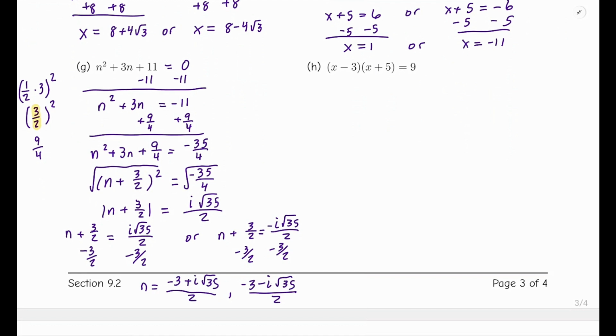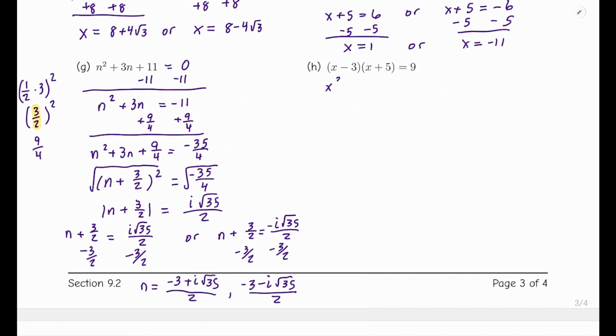And now part H, we have (x minus 3) times (x plus 5) is equal to 9. Well, we actually can't use factoring techniques because it's not equal to 0. And we also can't complete the square as is because we don't have x squared. So the first thing we have to do is distribute out this left-hand side.